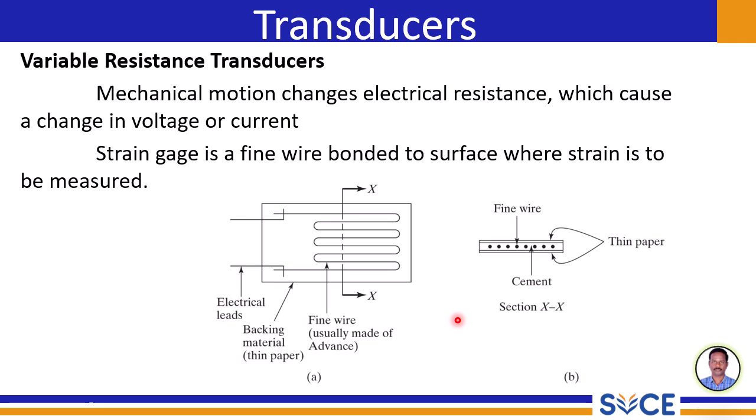While strain gauges themselves primarily measure strain, they can be incorporated into other transducer designs to measure quantities like force, pressure, and acceleration, by relating these quantities to the strain they induce in a sensing element. So, variable resistance transducers, particularly strain gauges, offer a direct way to sense mechanical deformation and are a valuable tool in understanding the dynamic behavior of a vibrating system.